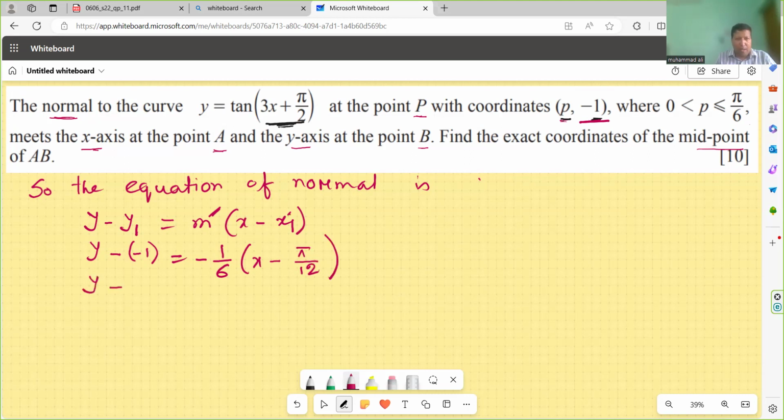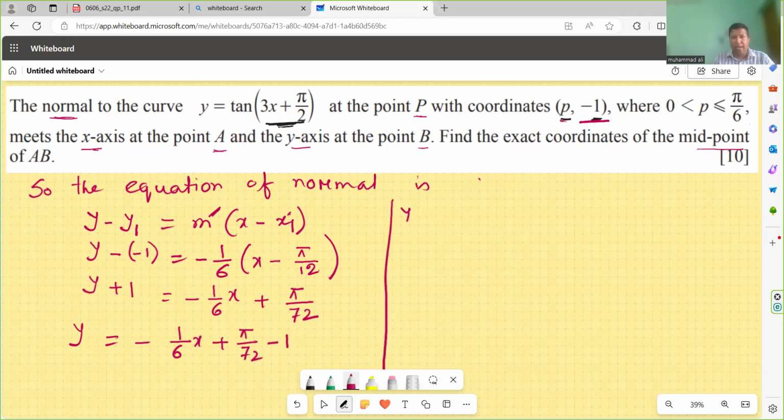So y plus 1 equals minus 1 by 6. If you multiply this by 1 by 6, x plus pi by 72. Now y equals minus 1 by 6 x plus pi by 72 minus 1. So if we simplify, we will get y equals minus 1 by 6 x plus (pi minus 72) by 72. So this is the equation of normal. This is the equation of normal at the point P, minus 1.